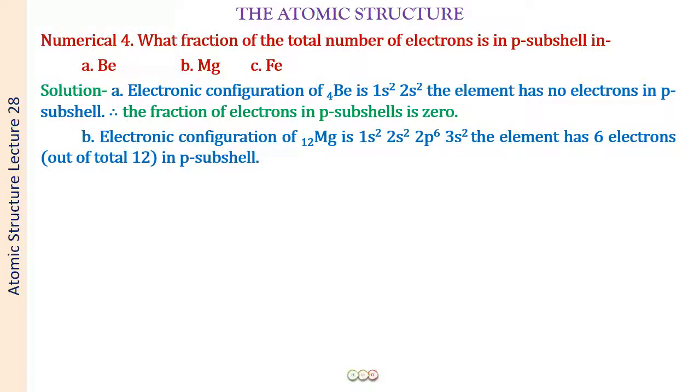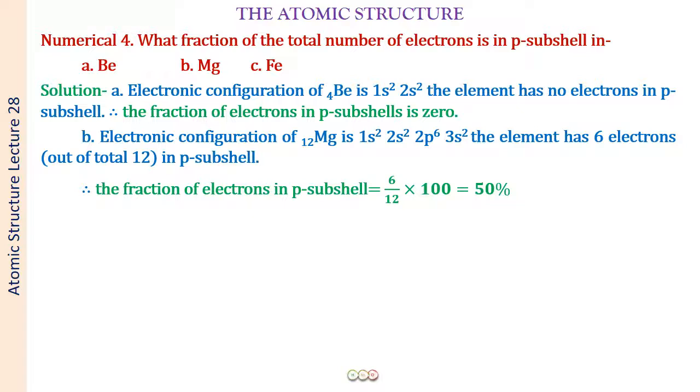Next we have magnesium. Magnesium has atomic number 12. So the configuration is going to be 1s2, 2s2, 2p6, 3s2. And this has 6 electrons in the p subshell out of the total 12. Right? So the total number of electrons is 12, 6 are in the p subshell. So the fraction is going to be 50%.